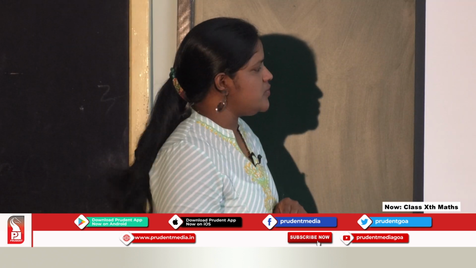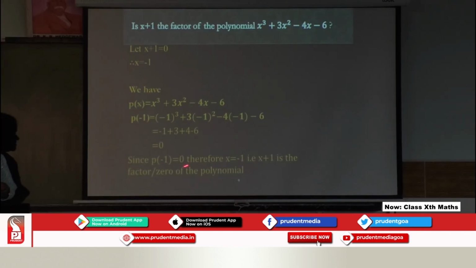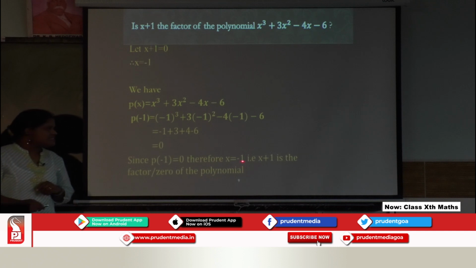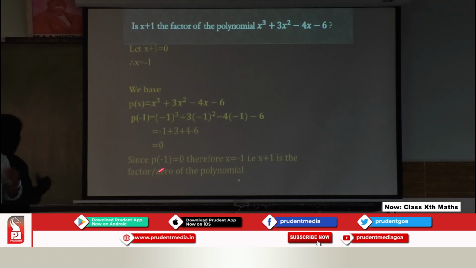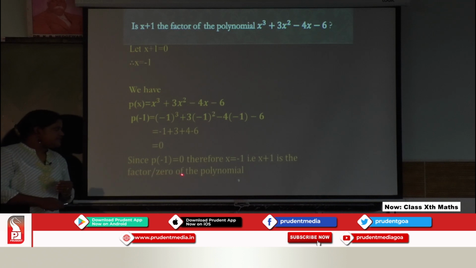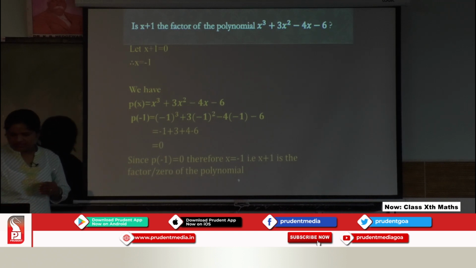So we conclude, since p of minus 1 is 0, therefore x is equal to minus 1, that is x plus 1, is the factor or zero. Both mean the same, factor and 0 of the polynomial.